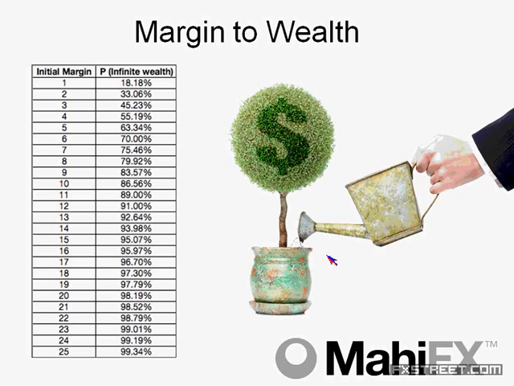So there is actually a function drawn from Gambler's Ruin that allows us to calculate what the probability of obtaining, in theory, infinite wealth is, depending upon our initial bankroll. And this is what this table represents on the screen at the moment.